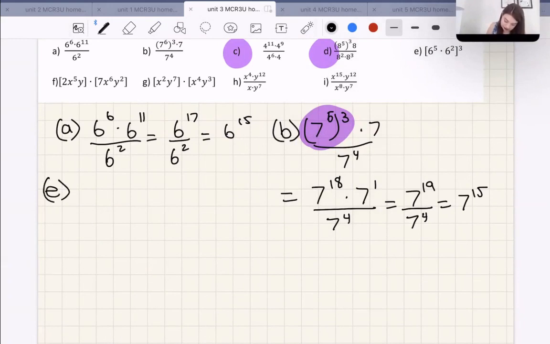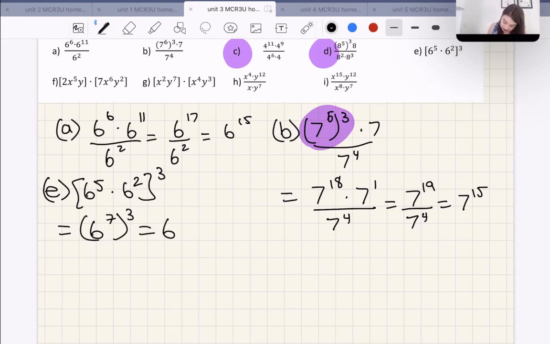So E says 6 to the 5 times 6 to the 2, all to the power of 3. So first I'm going to add my two exponents of 5 and 2. So that's going to give me 6 to the 7 to the power of 3, which is equal to 6 to the power of 21 when we multiply the 7 and the 3.